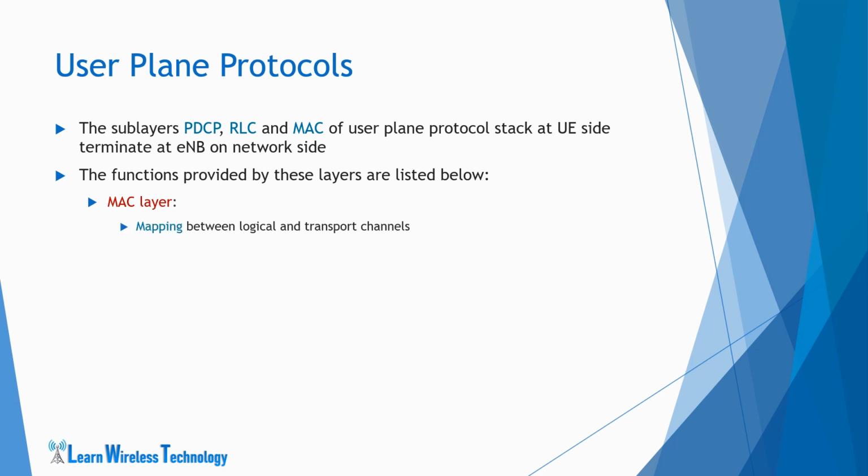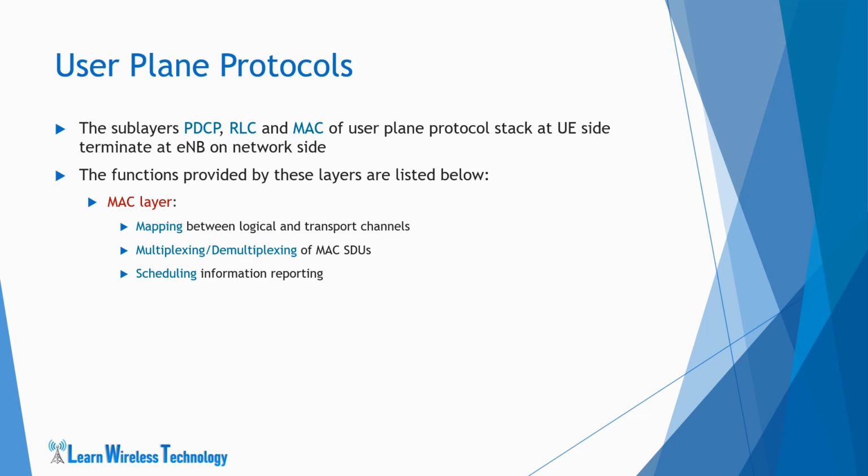The mapping between logical and transport channels happens at MAC layer. The logical channels carry the RLC PDUs which are mapped to the transport blocks to be sent over the transport channels. We will discuss in more detail about the channels in LTE in coming tutorials. The multiplexing and demultiplexing of MAC SDUs takes place at this layer. MAC SDUs are nothing but RLC PDUs, which is the output of RLC layer.